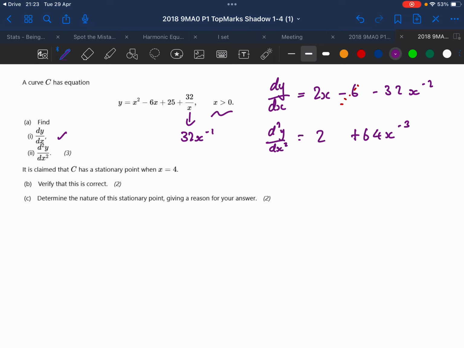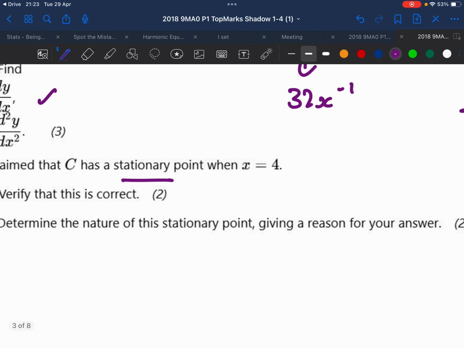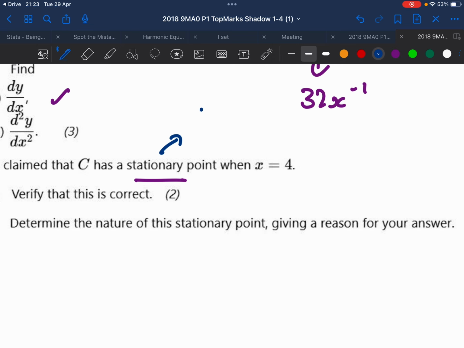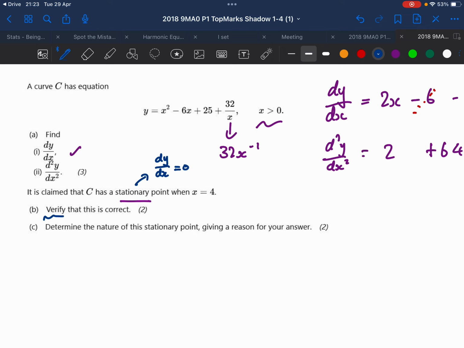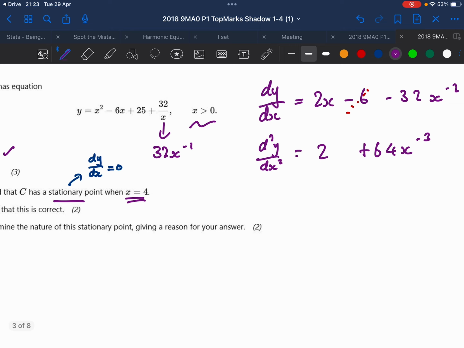It is claimed that C has a stationary point when x is 4. So a stationary point means that it should give you a gradient, specifically a gradient of 0. Verify that this is correct. So to verify, we are allowed to use the result and show that it works.